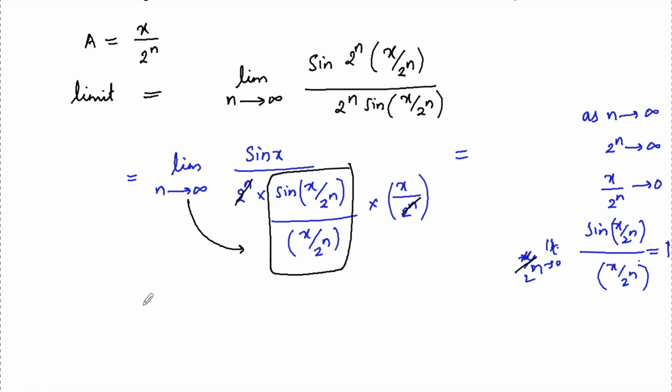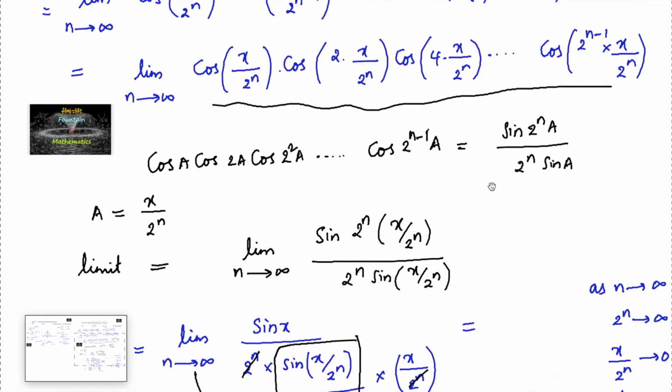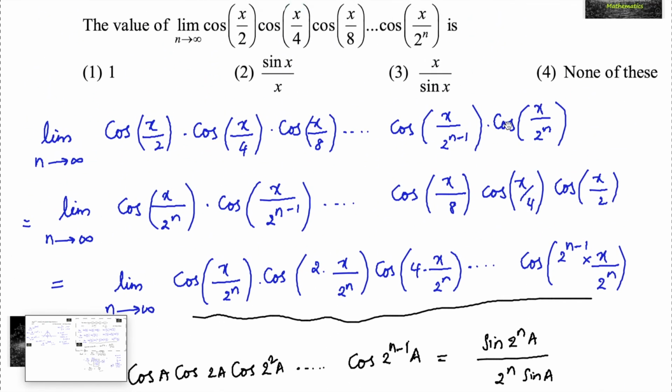So now the total is independent of n. So we can write sin x upon x into 1. This is sin x by x. This is the answer, which is the second option. Second option is the correct answer.